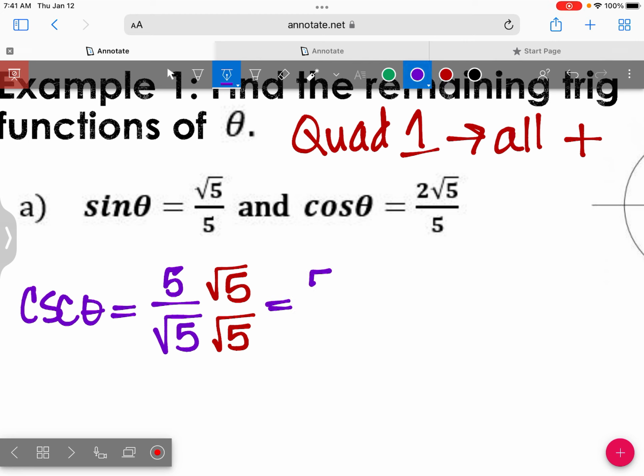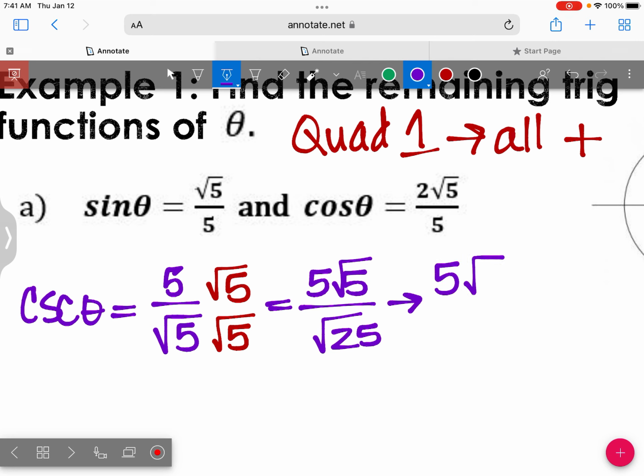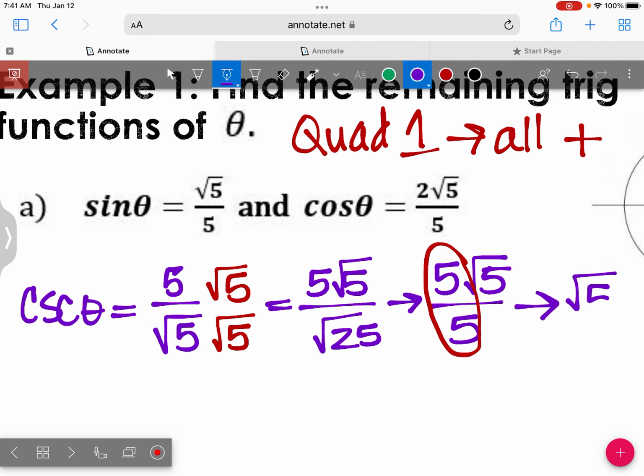So on the top, I have 5 root 5 over the square root of 25, which becomes, I'm showing all of the steps, 5 root 5 over 5. Now these can cancel, because 5 divided by 5 is going to give you just a 1. So we just get the square root of 5. So the cosecant of theta is equal to the square root of 5.